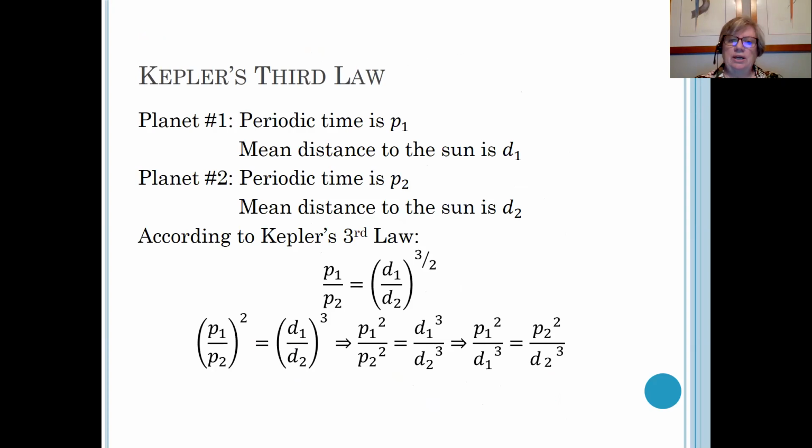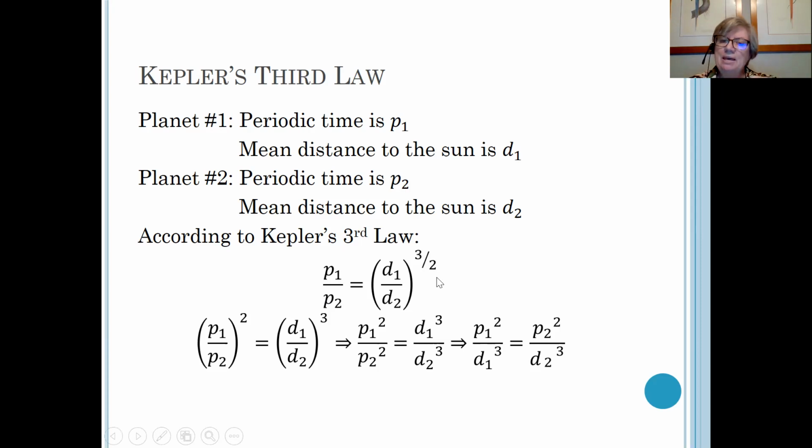So let's see what that proportion would look like. Planet number 1, we're using 1 as our subscript. So the periodic time, the length of time for the orbit, is P1. The mean distance to the sun, the average distance to the sun, is D1. For planet number 2, the periodic time is P2, mean distance is D2. So he said the ratio of the periodic times, so P1 over P2, that's one ratio in my proportion. That's the left-hand side of the equation. He said the other side of the equation is the ratio of the mean distances raised to the 3/2 power. So that first equation you see there is the equation that represents that statement.